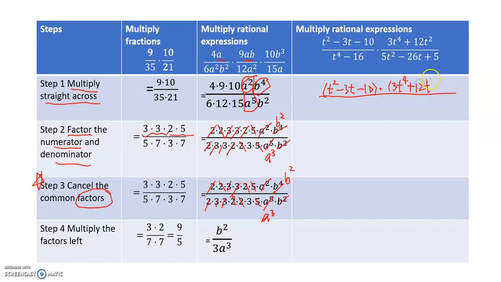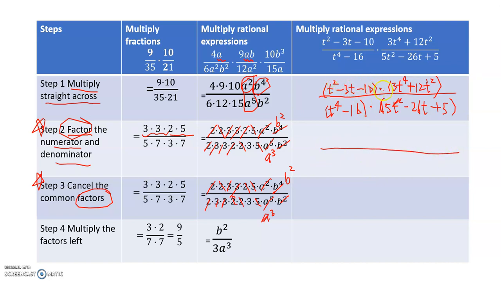And the bottom times bottom. We have t fourth minus 16 times 5t squared minus 26t plus 5. Again, this step may be skipped. The next step, the important step, is to factor the numerators and denominators. So we are going to factor each one.